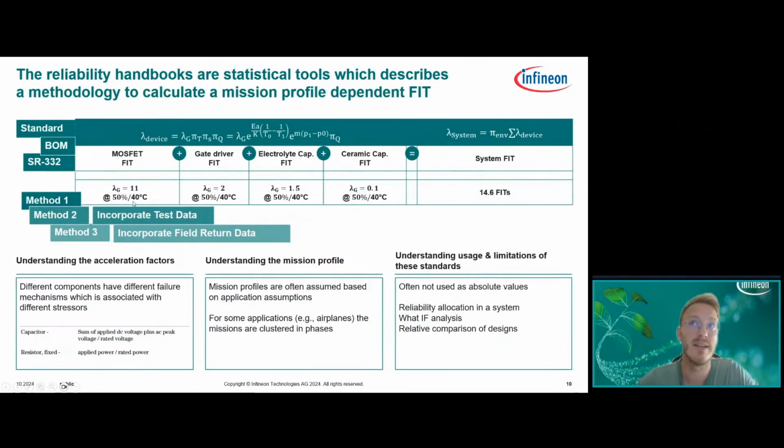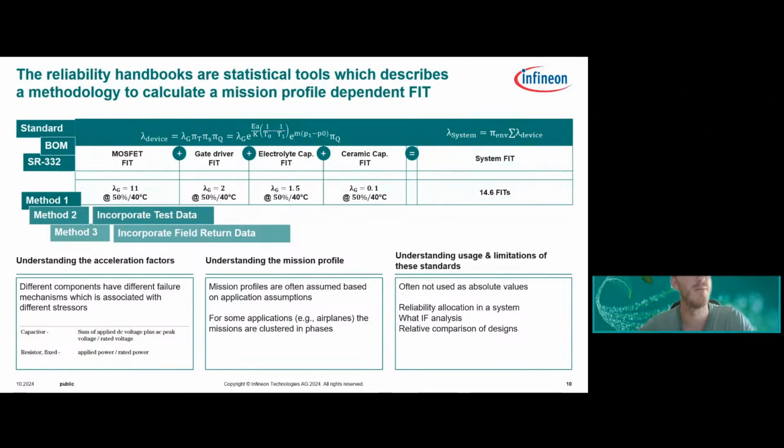For the electrical stress, each and every component has a different stressor, meaning that a capacitor, for example, is stressed by the applied voltage, while a resistor is stressed by the applied power divided by the rated power. And this can then be seen in the power law you can see here. Based on those formulas, the individual lambdas of the components are increased or reduced.